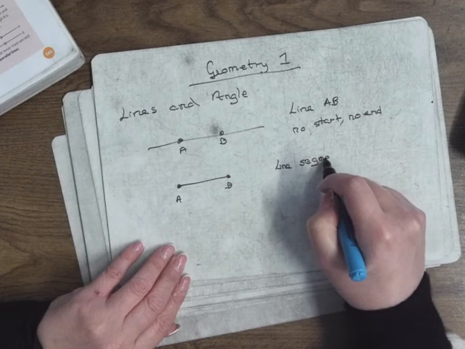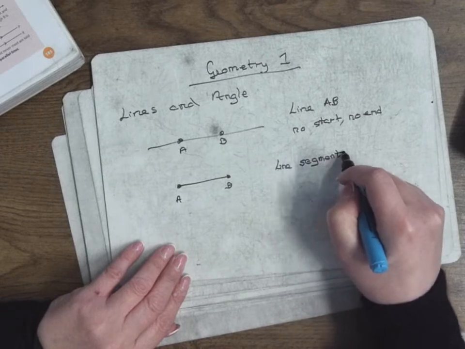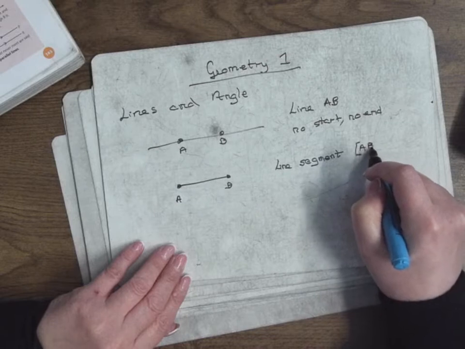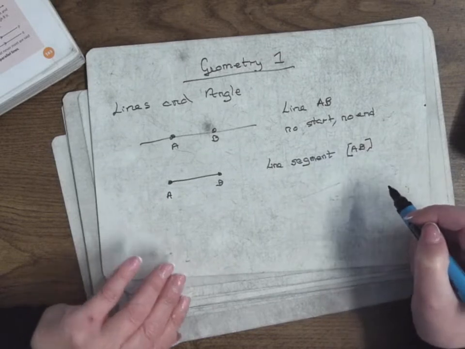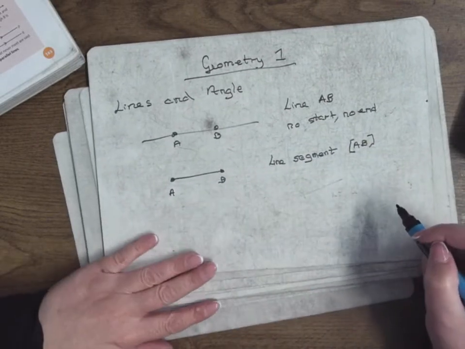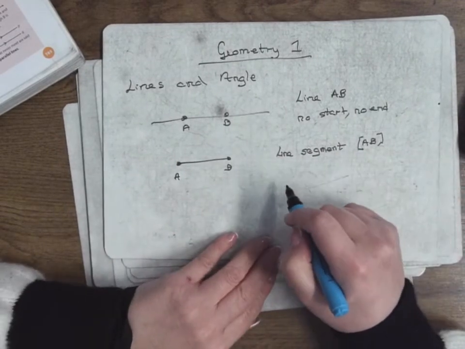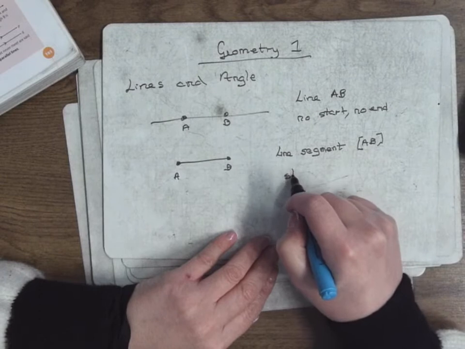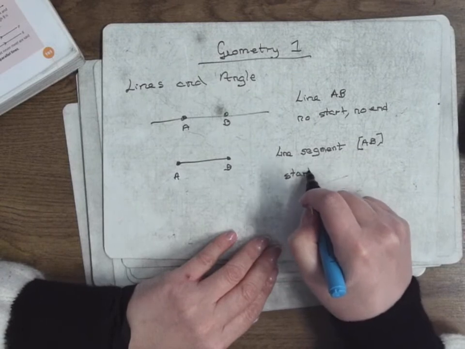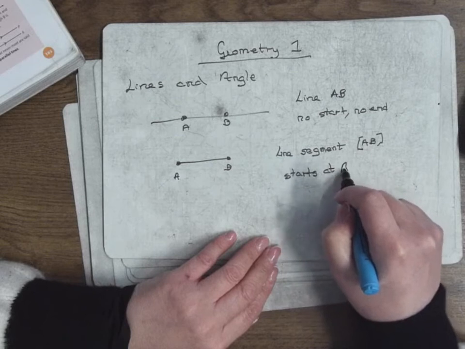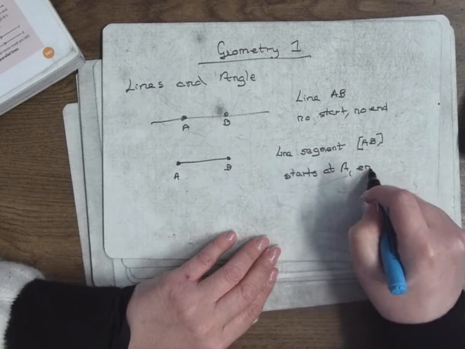Right, and to show it's a line segment, as in it has a start and an end, you put square brackets around it. See that? You put square brackets around it. Is that big enough? Can you see it? Right, so it starts at A, ends at B.